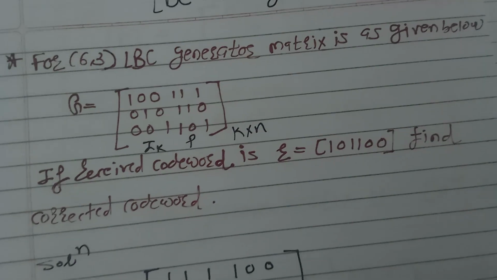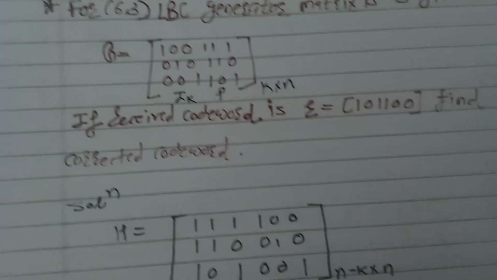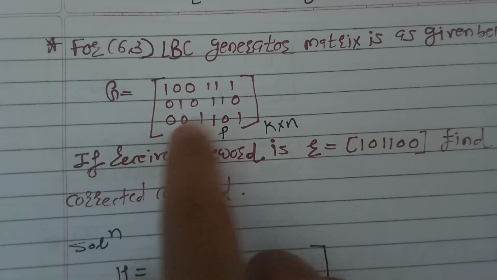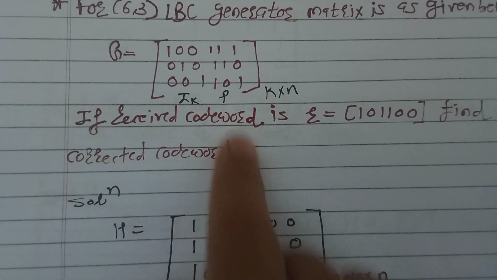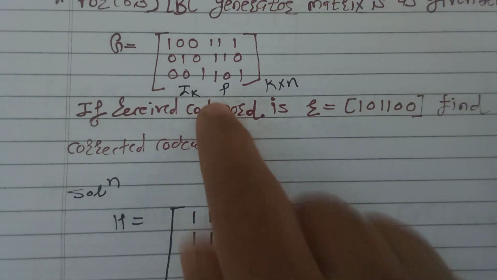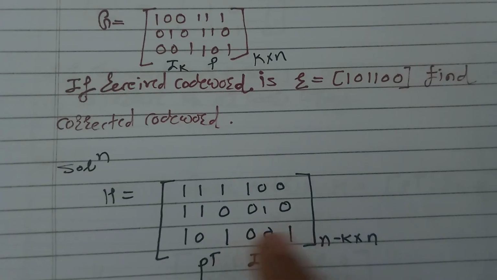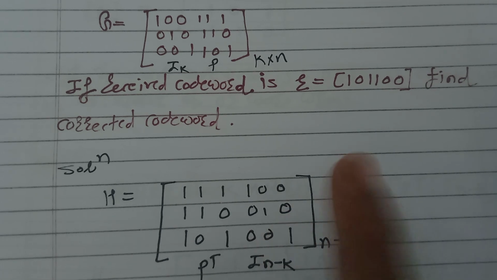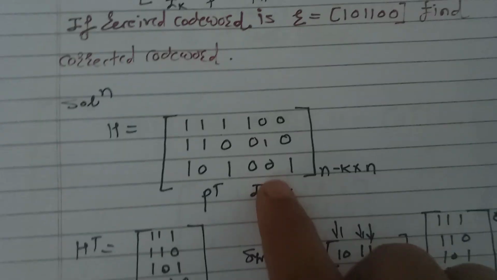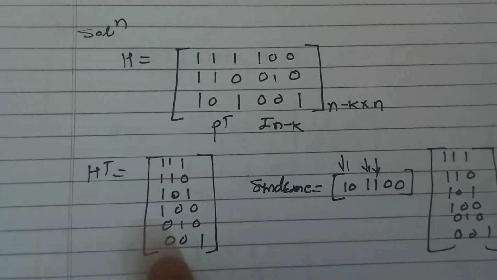Let us take the third example also. This is again (6,3) with [I_k P]. Then the received code word is there. You have to form H. H is 111, 110, 101, then I of dimension n minus k, that is 3 by 3. So H is [P^T I_(n-k)]. Then form the H^T, which you know how to form.